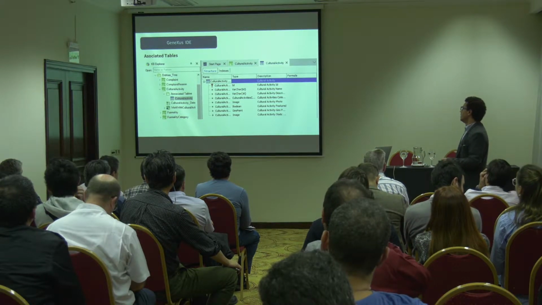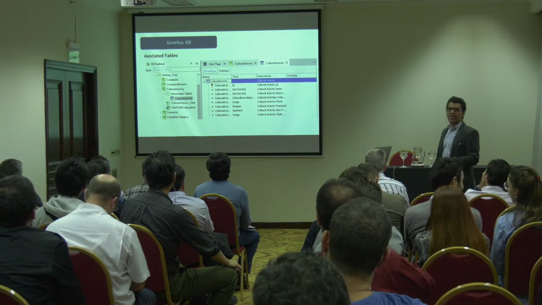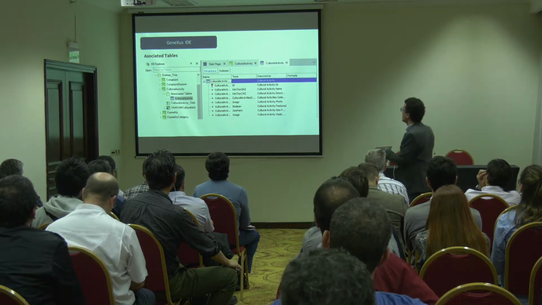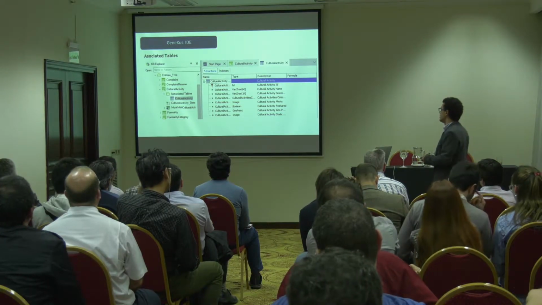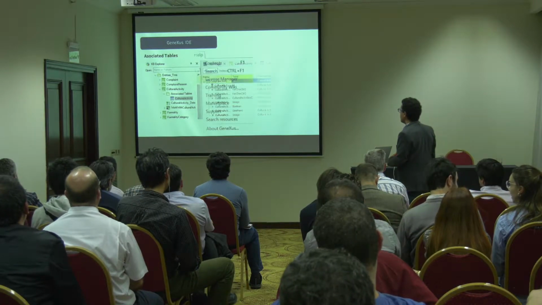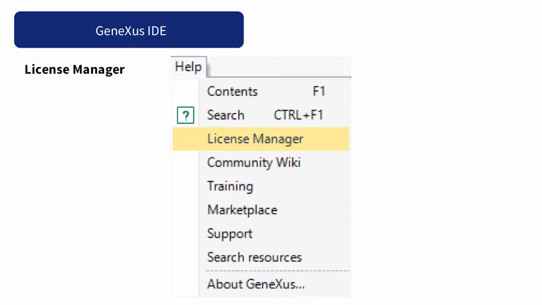And then, the visualization of GeneXus IDE, among the miscellaneous things we wanted to tell you about. For example, we want to show you how we now see a table associated to a transaction. If I have a transaction, there is a folder of associated tables, and it's not an object as we saw before. We have access to this manager from the help option of the IDE.